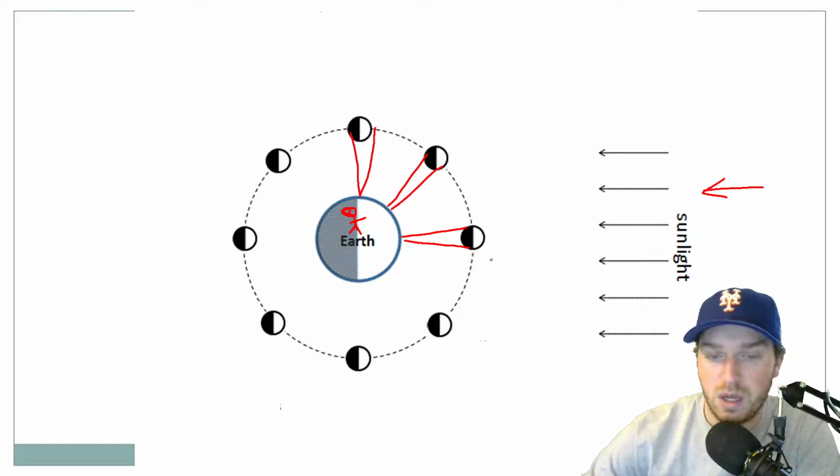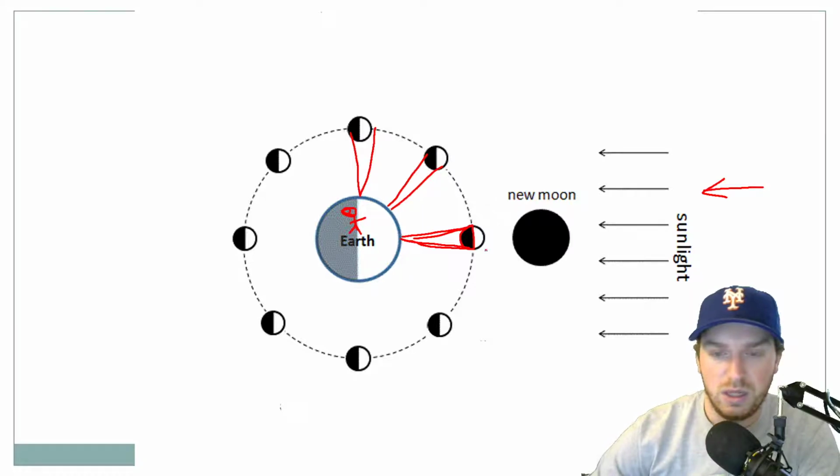and it's always the face that is towards the sun. Now, if you were to think about your perspective of the moon right here, well, it would be really, really hard to see the moon in the night sky right here because the side that's facing you is the side that is the shadow.